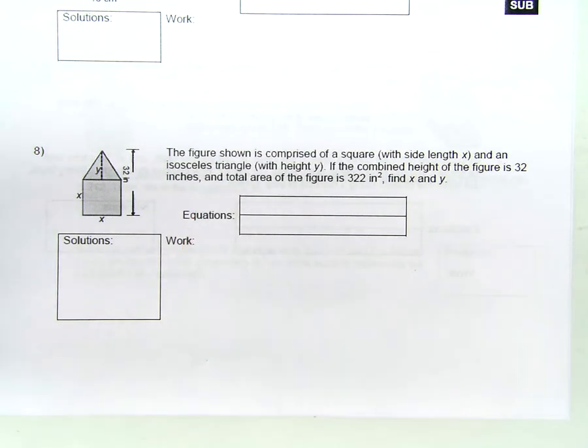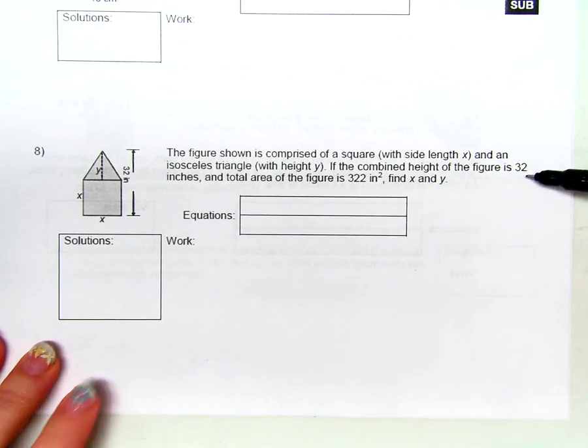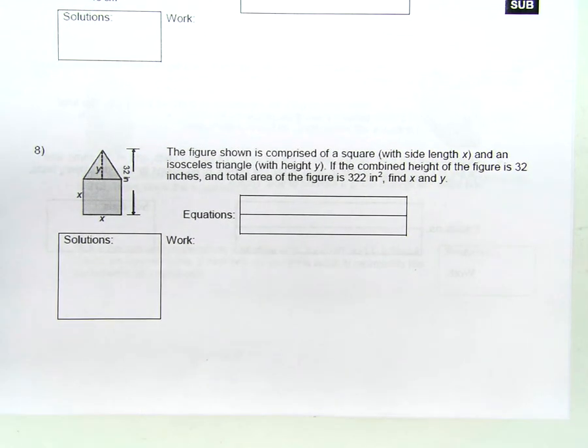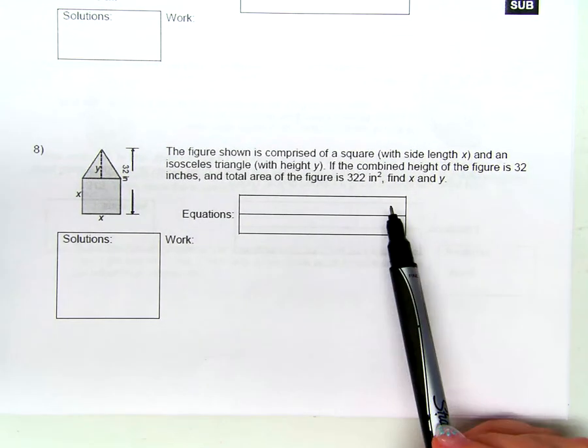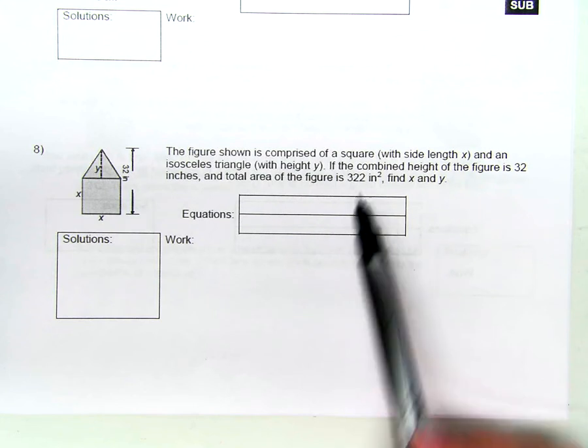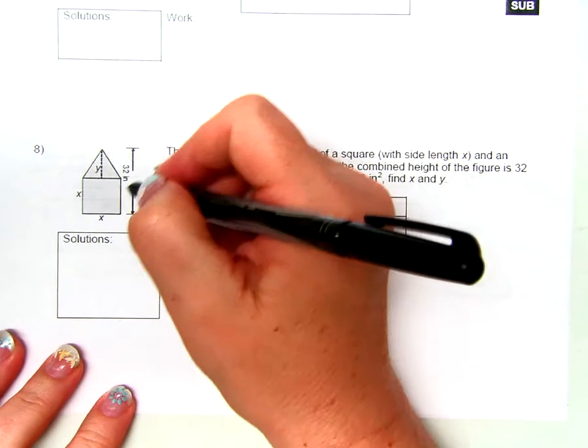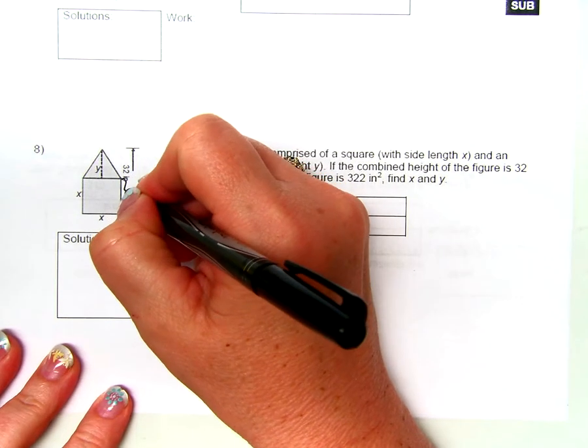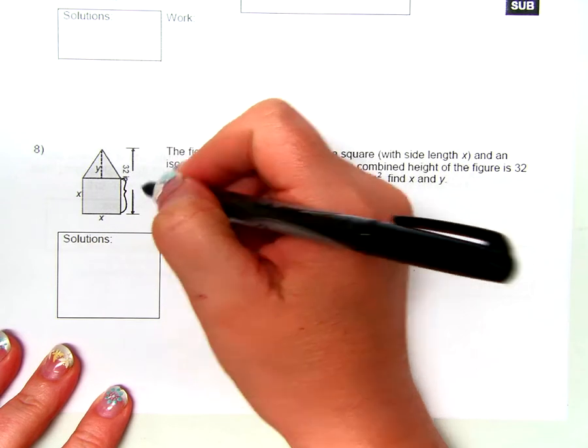So we have a figure comprised of a square and a triangle. We know the total height of the two together is 32 inches, because it tells us that right here, 32 inches. And we know the total area of the figure is 322 inches squared. Again, we know that because it tells us. Okay? Now, how tall is the square?